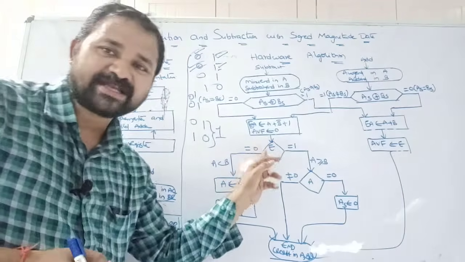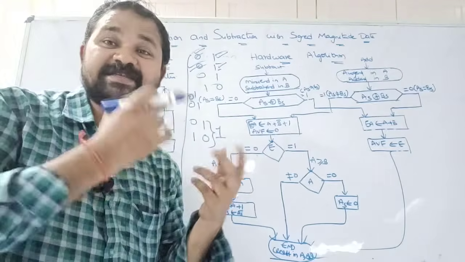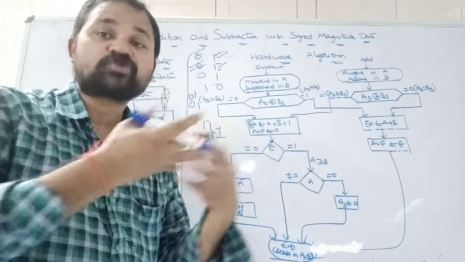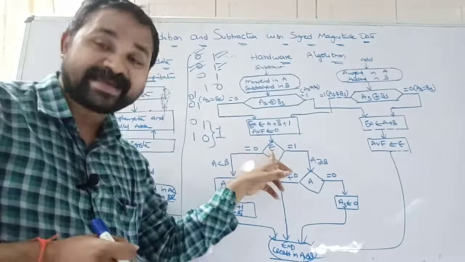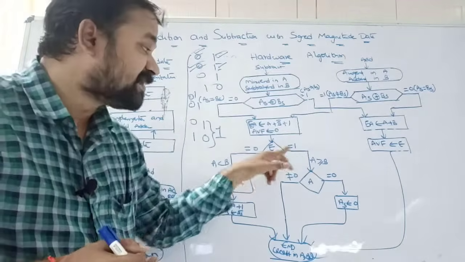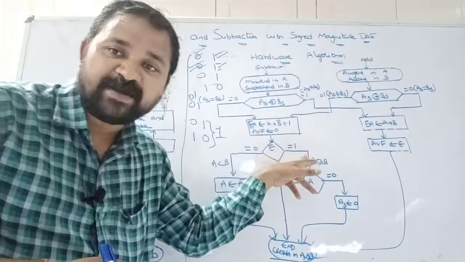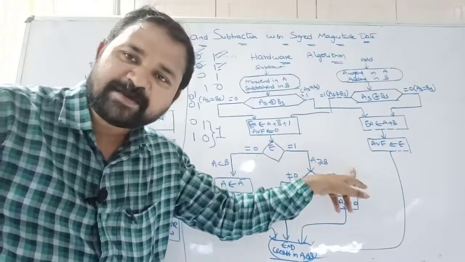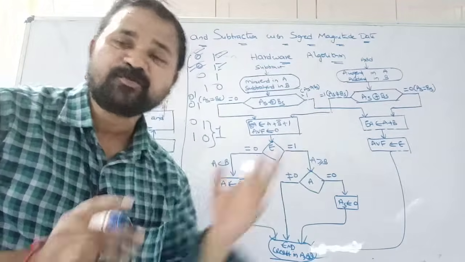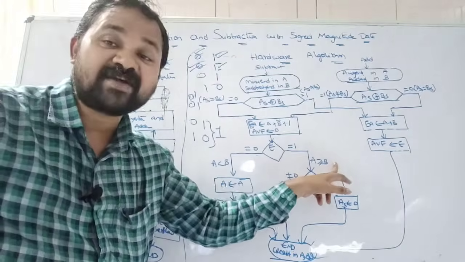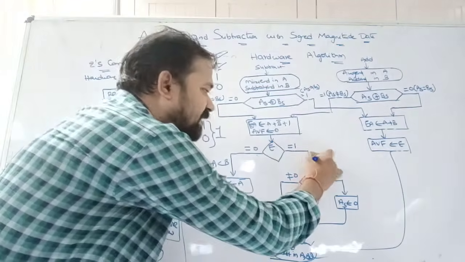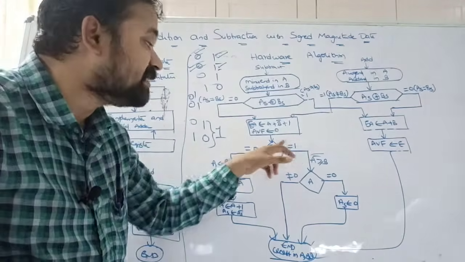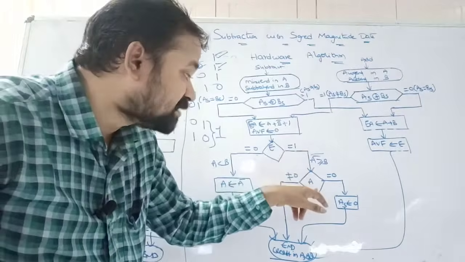Next we have to check the value of E. Why? Because here there is a possibility that we may get a negative number. Negative numbers are always represented in 2's complement notation. So that's why we have to check the E value, the output carry value. If E value is 1, we can say that the first number is greater than B or the first number is equal to B. So when A is greater than or equal to B, any one of these conditions is true, then we can say that E value is 1.